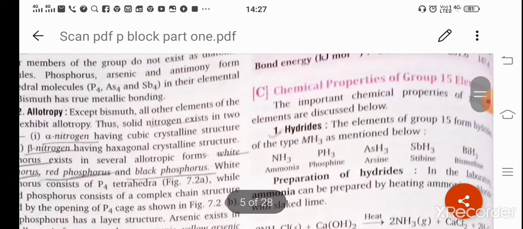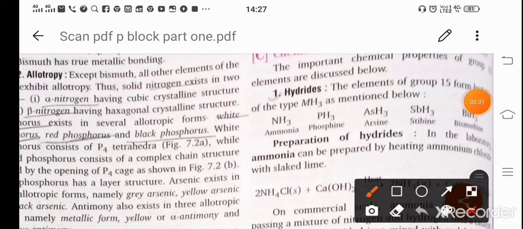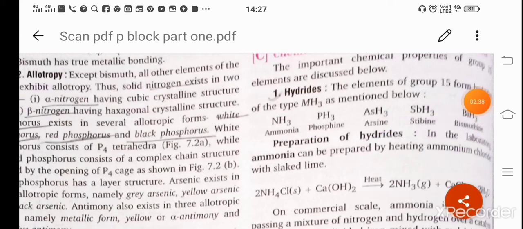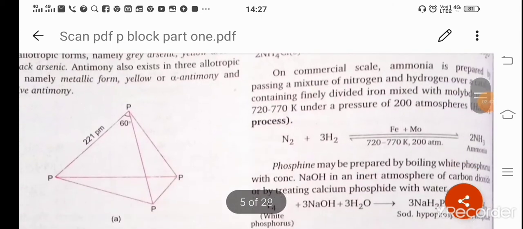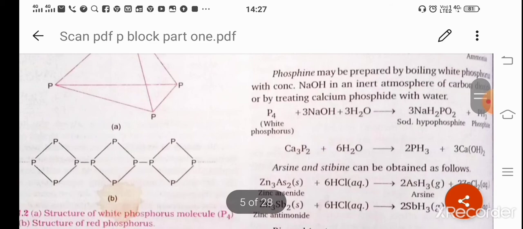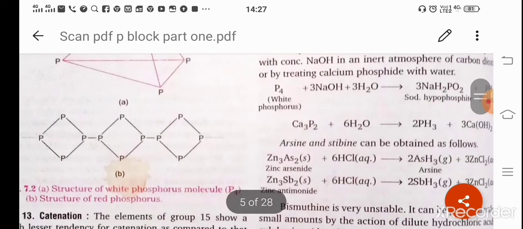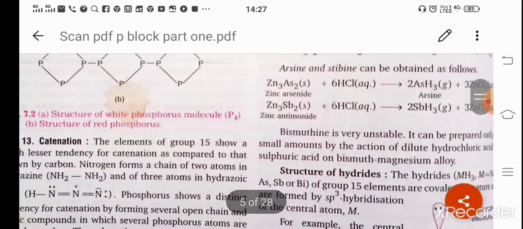Now coming to the chemical properties of group 15, hydrides, meaning reaction with hydrogen: ammonia, phosphine, arsine, stibine and bismuthine. Preparation of hydrides is very simple. Ammonia can be made from ammonium chloride and calcium hydroxide. In the same manner, direct preparation is also done from nitrogen and hydrogen by Haber's process. Phosphorus can react with alkali in the presence of water to form phosphine. Arsine and stibine in the same manner are obtained by the reaction of arsenide and antimonide with HCl.